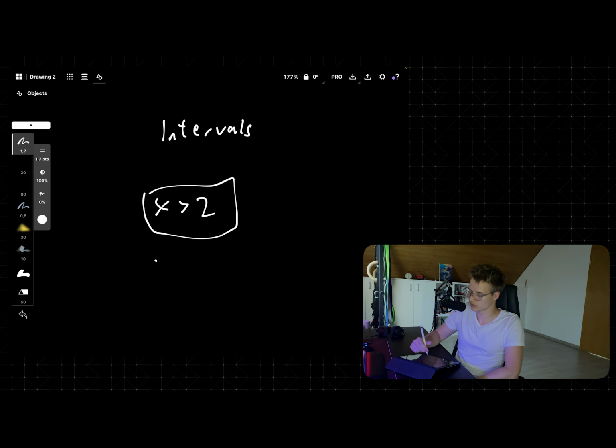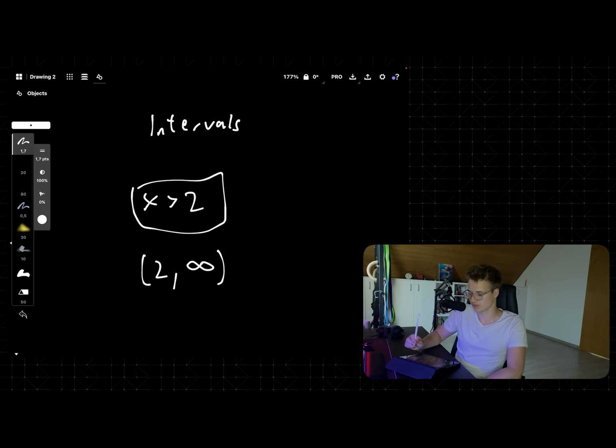So the way we would write that is we start with the starting point and where it ends. In this case, it starts with 2. Okay, so 2. We add a comma and then we add the end point, which is infinity. So anything greater than 2. And then we add another parenthesis. Now, there are three kinds, as I said before. You have open, closed, and half open or half closed, same thing.